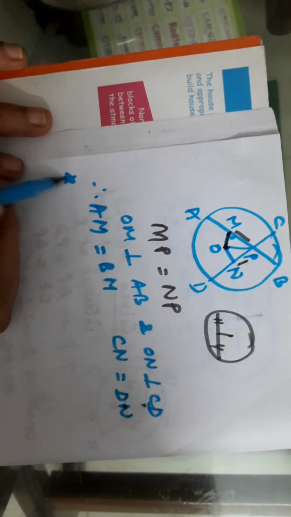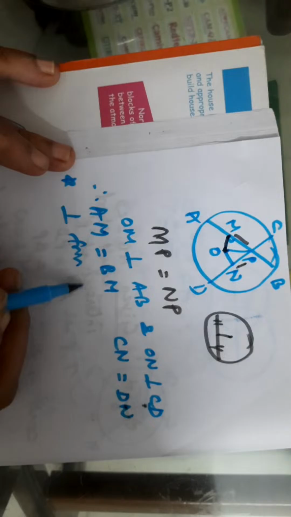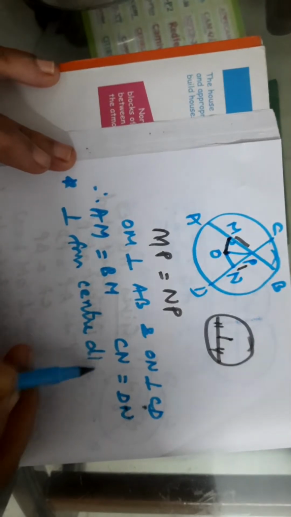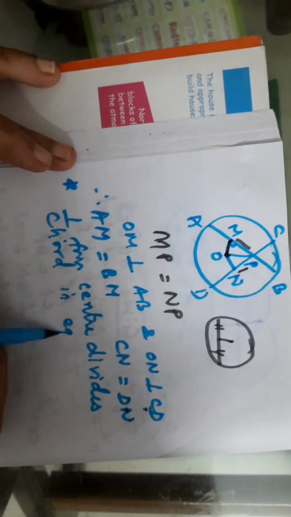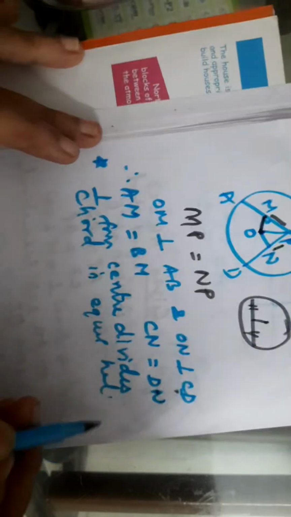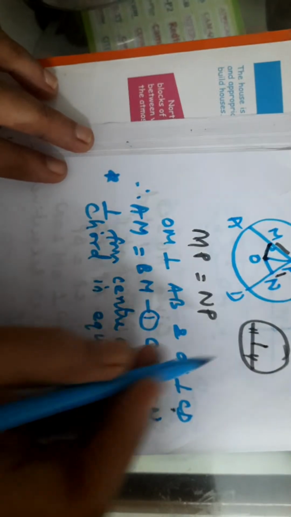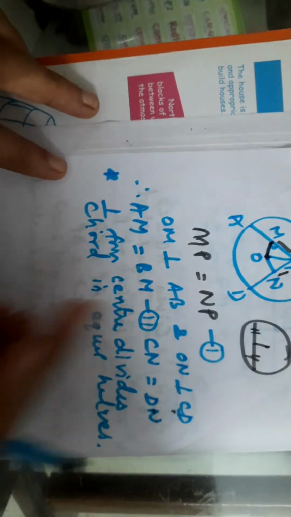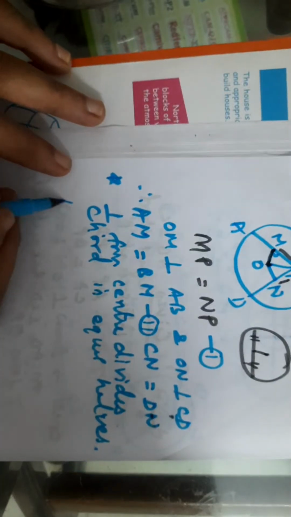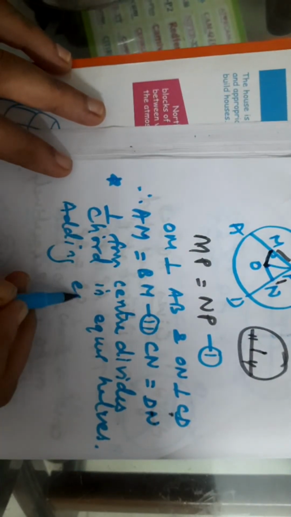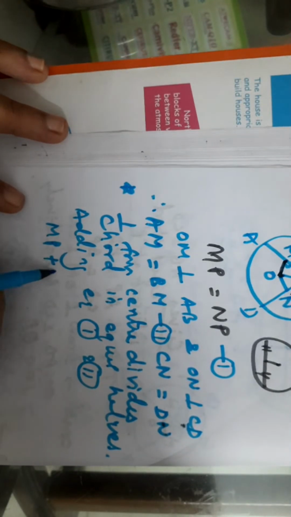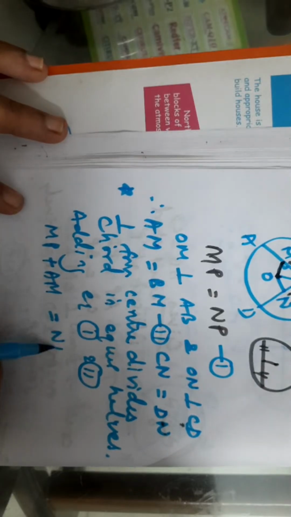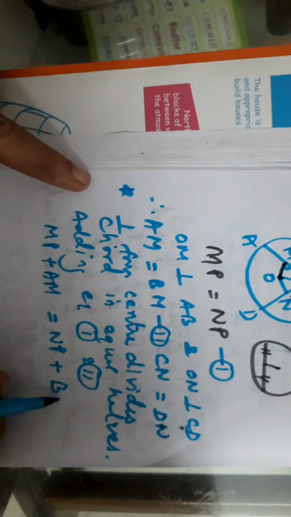This is another property: a perpendicular from the center divides the chord in equal halves. So here we got one equation, and in the previous case one more equation was there. If we add these two, now adding equations 1 and 2, MP plus AM will be equal to NP plus BM.